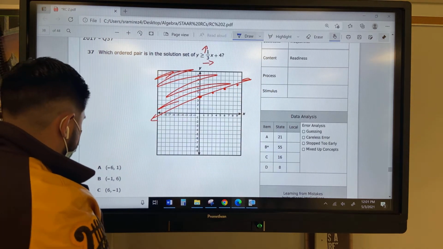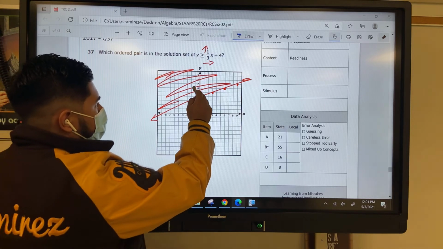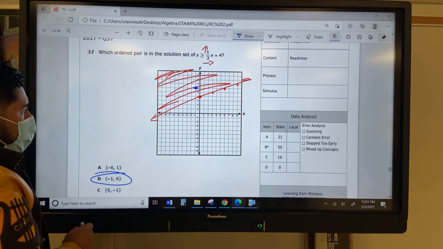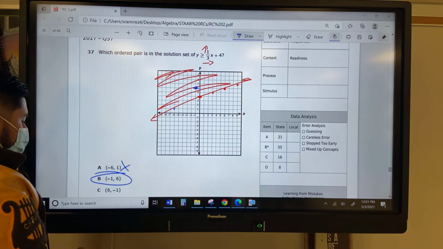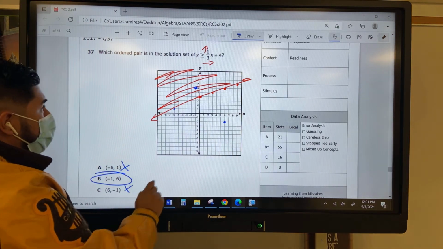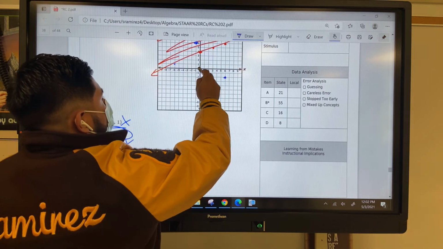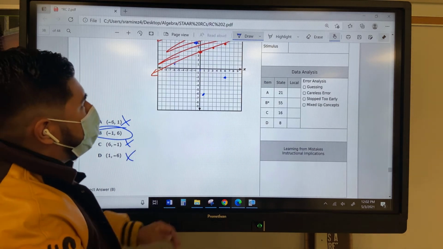The right answer is B, so let's check if that's true. Negative 1, 6. Negative 1, positive 6. That's inside it. Do I want to go through each one? No, of course not, but let's do it. Negative 1, 6 is right there. No. 6, negative 1. No. 1, negative 6. No. In the shaded region.